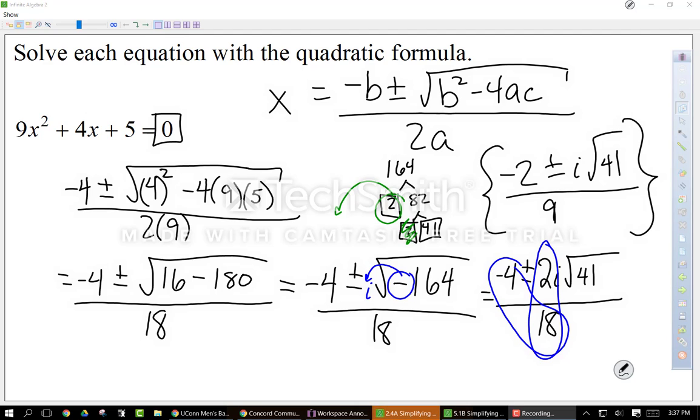So really, nothing changes from the last video on doing the quadratic formula with irrational roots. The only difference is that now I have an i. So if there's a negative inside, that means I have an i that pops out. That's all the difference there is. Okay? One more question, and then this will complete the video.